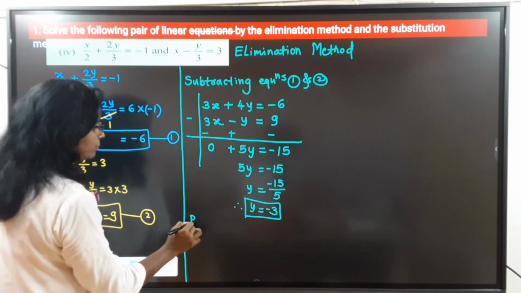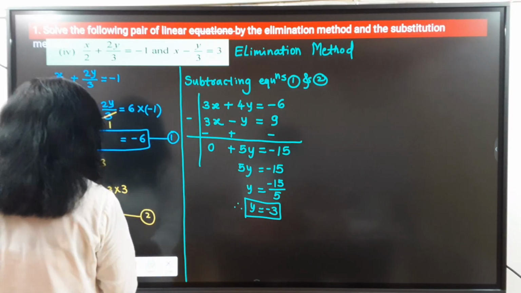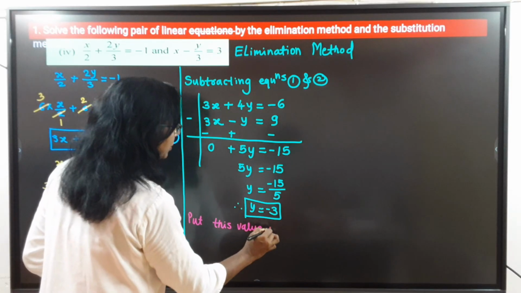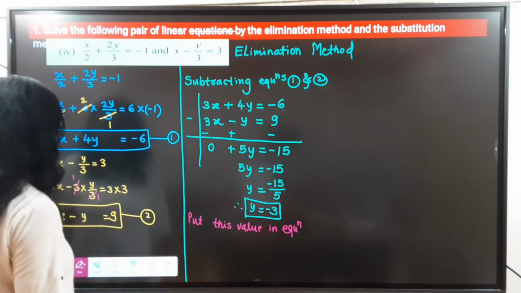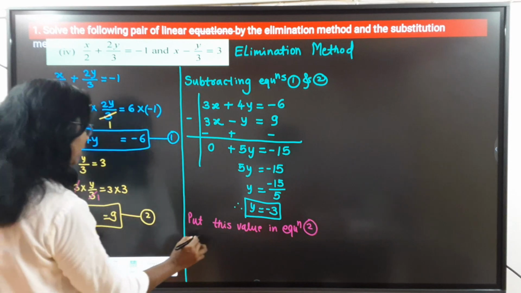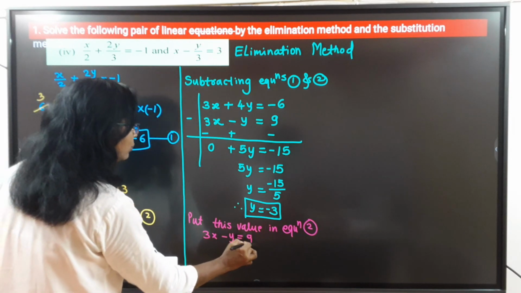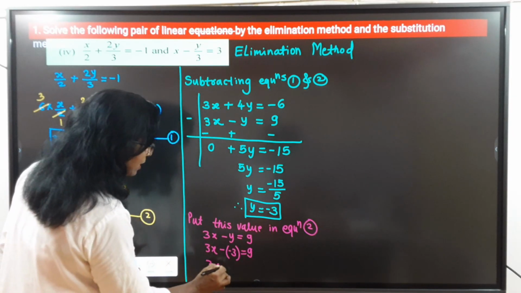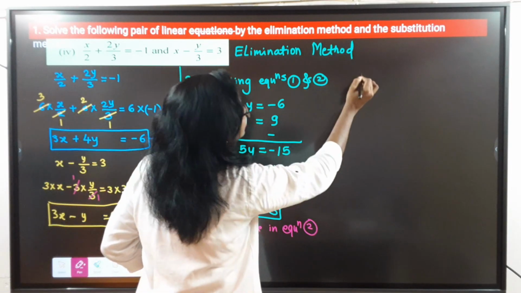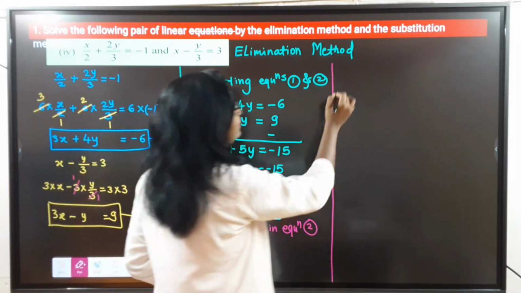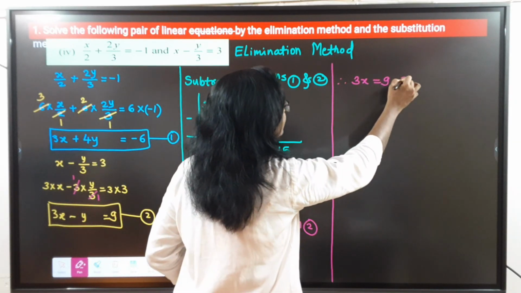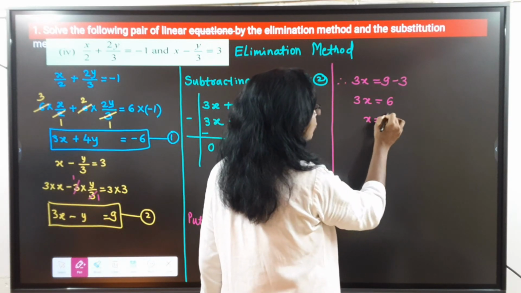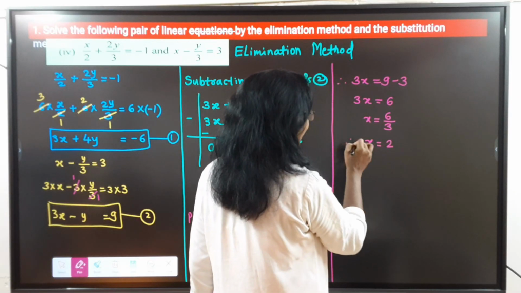Now put this value in equation 2. So I write down the second equation, 3x minus 2y is equal to 9. So 3x minus of minus 3 is equal to 9. So 3x plus 3 is equal to 9. So that means, students, 3x is equal to 9 minus 3. So 3x is equal to 6. So x is equal to 6 upon 3. So x is equal to 2, students. x is equal to 2.